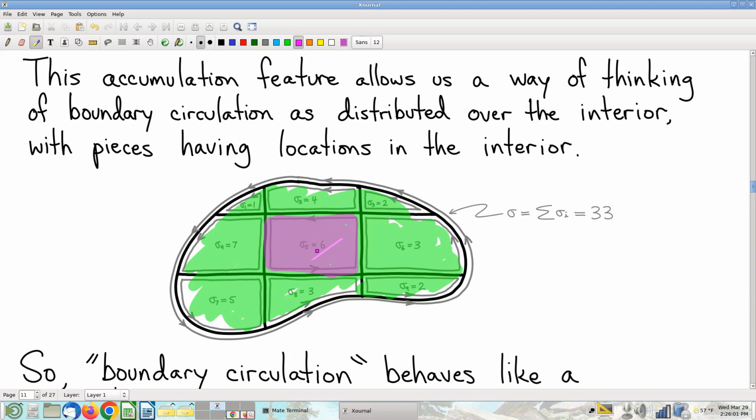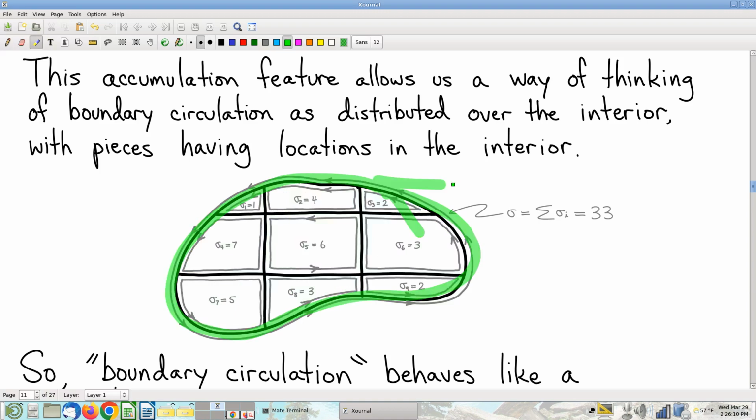And so, how much of the green circulation happens on the purple? Well, the green circulation says right here, the green circulation is 33. I made this number up. There's some vector field, whatever. I don't want to get lost in a bunch of algebra. But let's suppose that this green circulation is 33. And you notice that all these numbers in the interior, when you add them up, they add up to 33. How much of that green circulation then happens in the purple? Well, it says right here, 6.